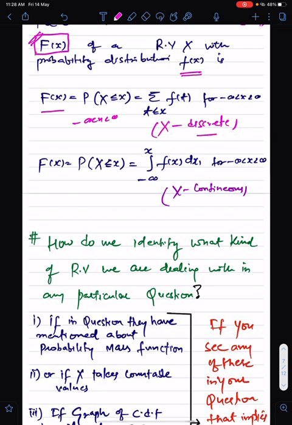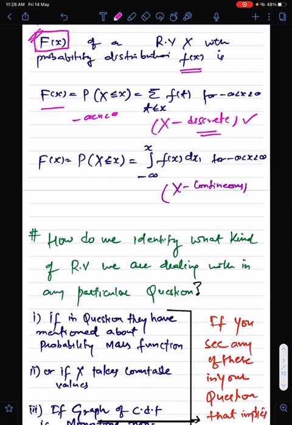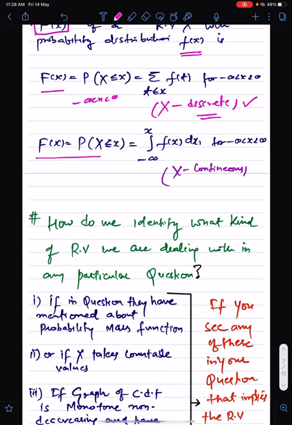This is in the case of a discrete type random variable. As your random variable can be of two types, we define it in two ways: one way for the discrete random variable, and the other for the continuous type. Both definitions are the same up to here, but when you implement them, we use summation in the discrete case and integration in the continuous case. So it is the integral from minus infinity to x of f of x dx, and we define the cumulative distribution function in this way.